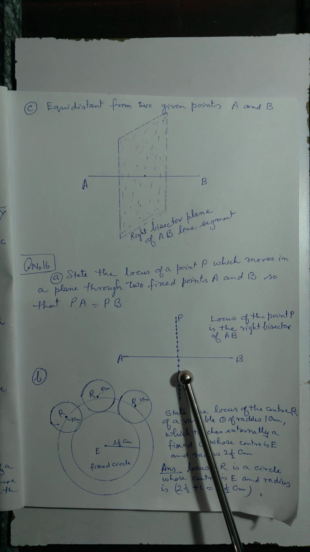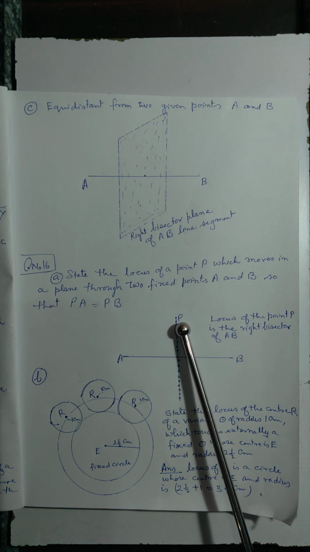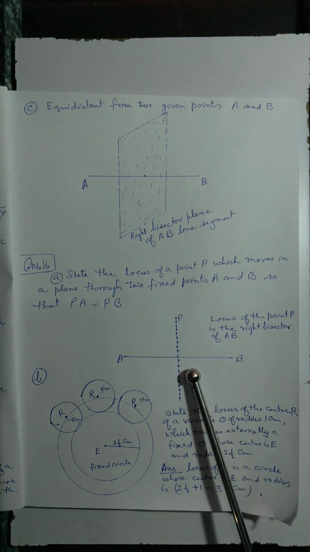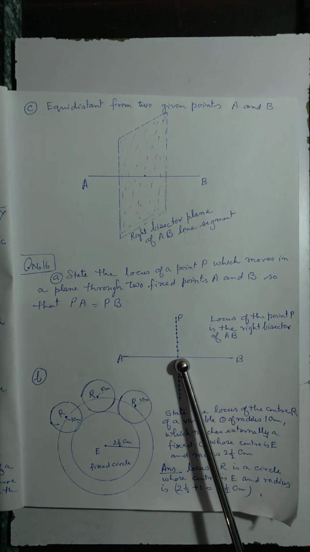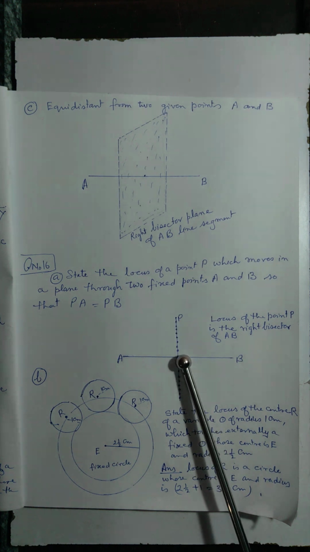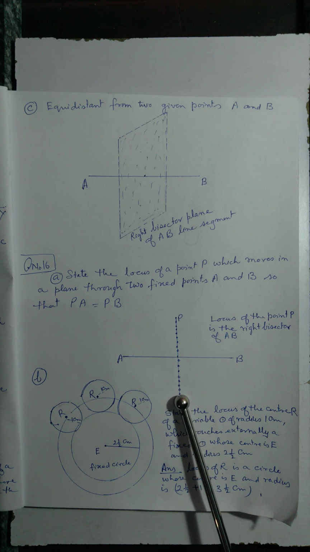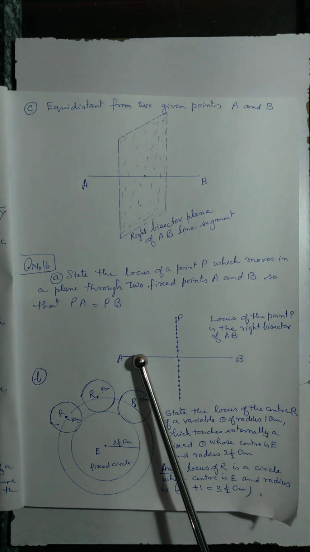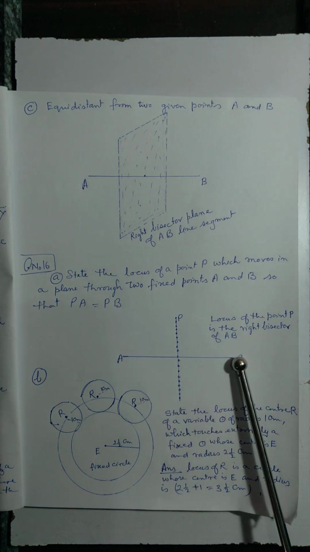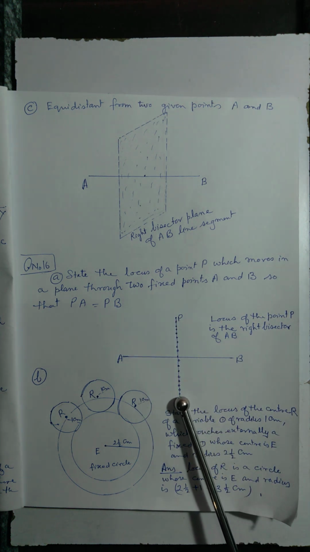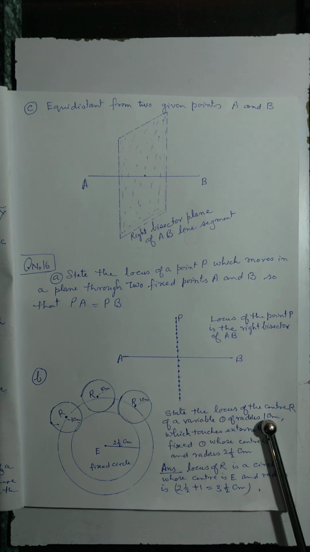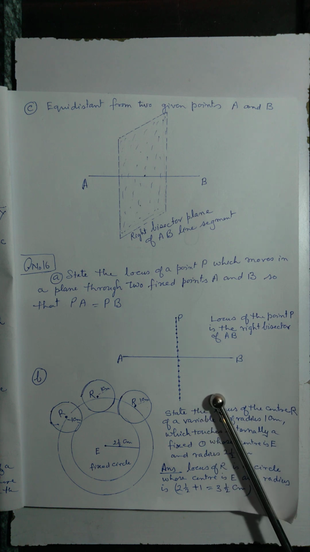So the locus of the point P is the right bisector of AB. I have just indicated the path of this point. The path of the point, that is locus. It is a perpendicular right bisector of the line segment AB, or perpendicular bisector of the line segment AB. This will be the figure.